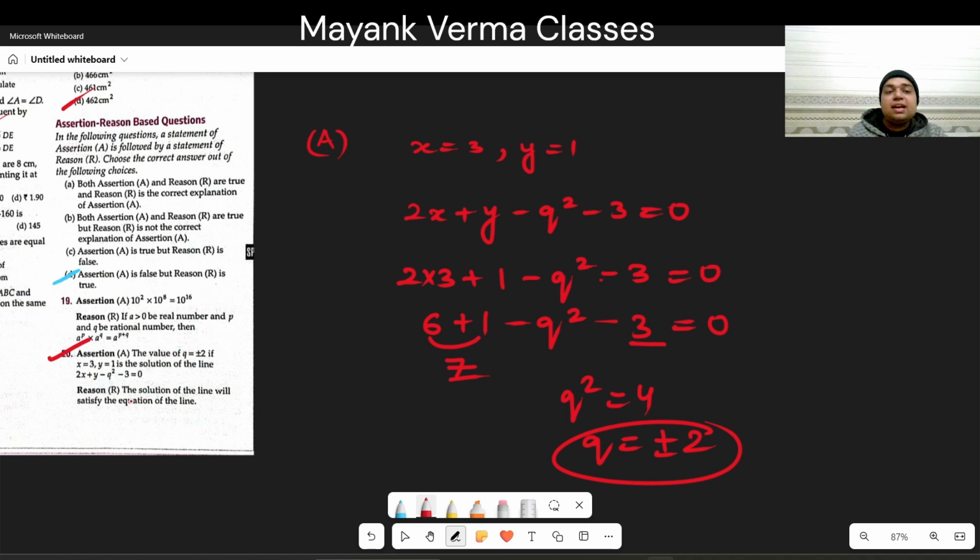Now the reason says that the solution of the line will satisfy the equation of the line. That is true itself. 3 comma 1 is the solution, and if I put this in the line I will get 0. That means this point will follow the equation of the line. So the reason is also correct. So which option will we say? Option A, that assertion and reason both are correct, and the reason is the correct explanation of the assertion. So for the 20th question it will be option A.